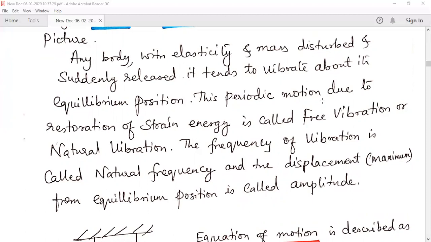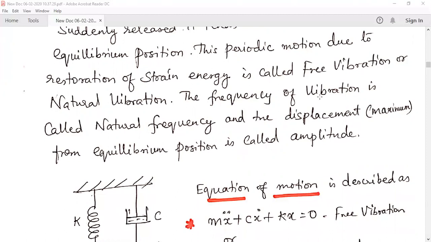This periodic motion due to restoration of strain energy is called free vibration. It continuously oscillates and comes back to its original position due to restoration of strain energy. The frequency of the vibration is called natural frequency. This is one of the physics terms you might have used from your school days. And the displacement from equilibrium position is called amplitude.